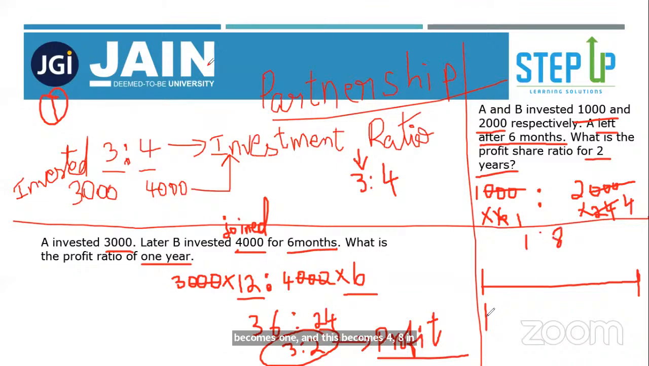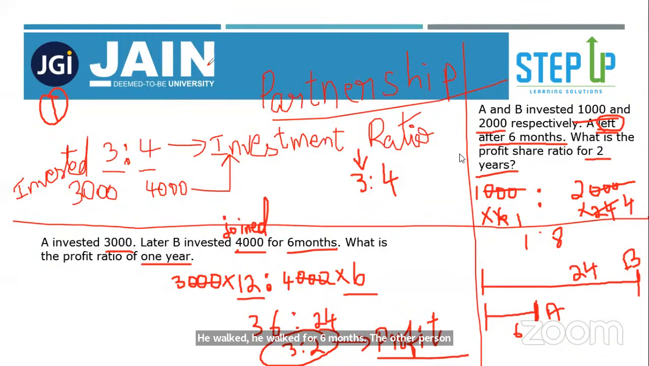This person worked only for 6, the other person worked for 24. The scale is clear, right? A scale, B scale. Okay, so this is the case of left. Left means till then he worked. He worked for 6 months. The other person worked for, yeah, it's fine.